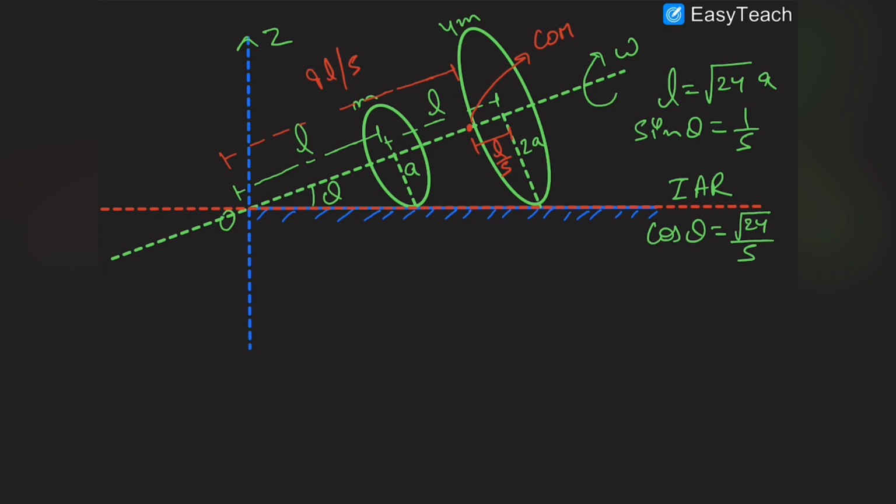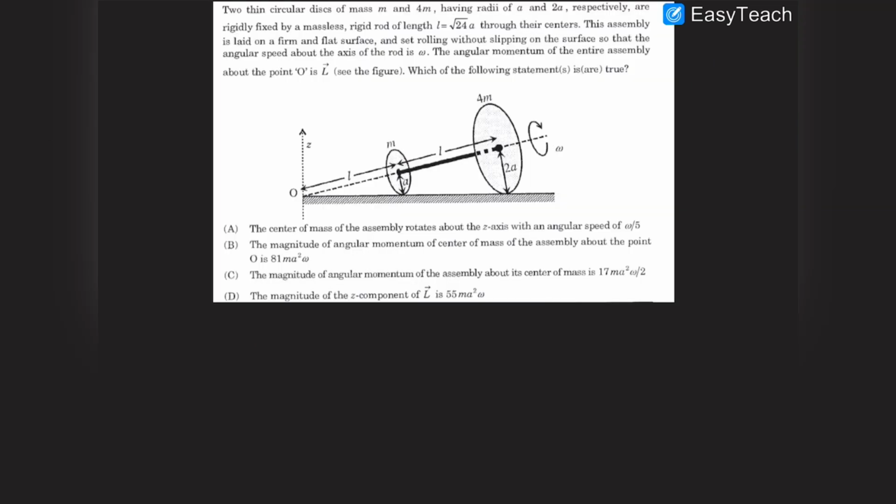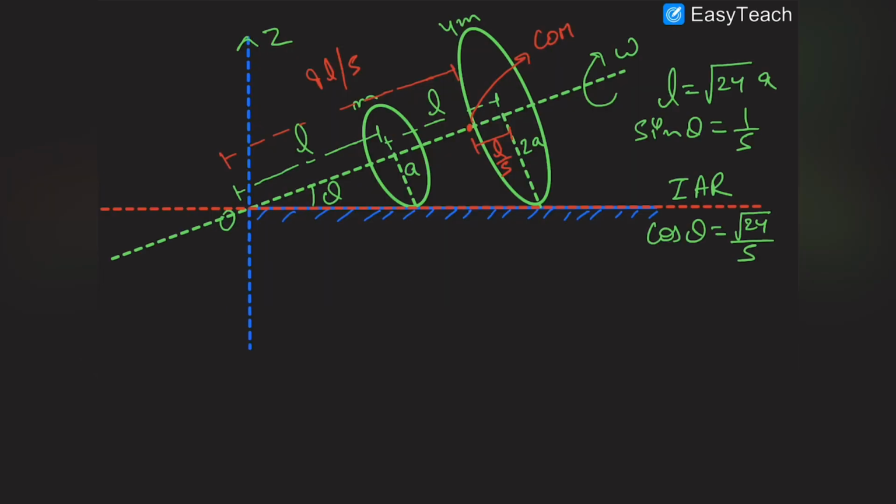So let us first of all find out the angular velocity of this system about z-axis, which is one of the questions. The center of mass of the assembly rotates with the angular velocity of omega by 5 about z-axis. So let us verify this result. You could see that the resultant angular velocity would be along this one, and this angle is theta, and this angular velocity is omega. So we can say that the velocity with which the center of mass would be rotating about z-axis is, let's suppose, omega dash, and this is the resultant omega.